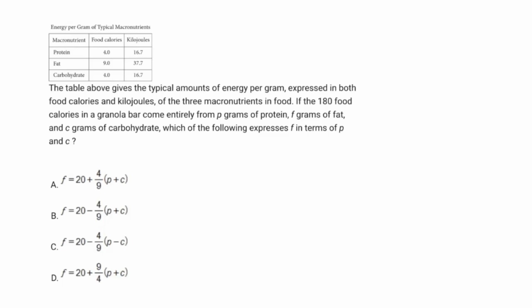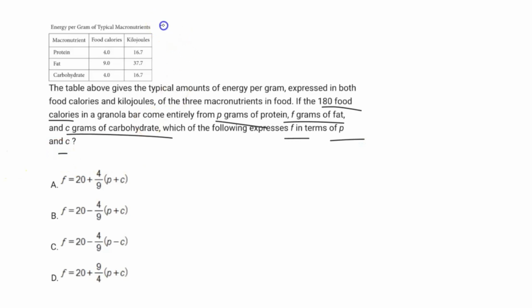All right, here's an interesting SAT algebra problem. It says the table above gives the typical amounts of energy per gram expressed in both food calories and kilojoules of the 3 macronutrients in food. If the 180 food calories in a granola bar comes entirely from P grams of protein, F grams of fat, and C grams of carbohydrates, which of the following expresses F, so grams of fat, in terms of P and C?